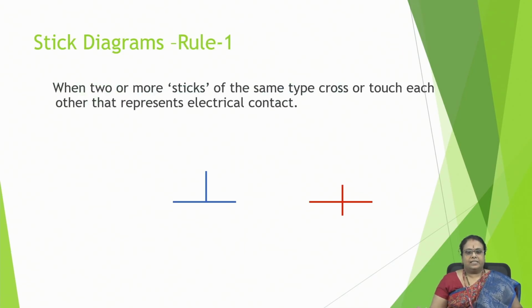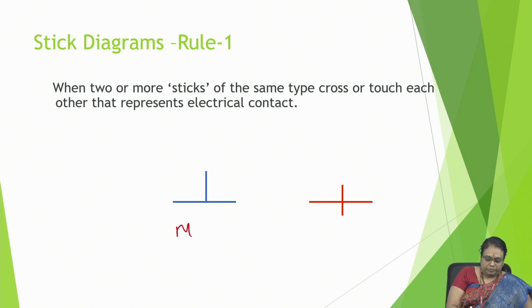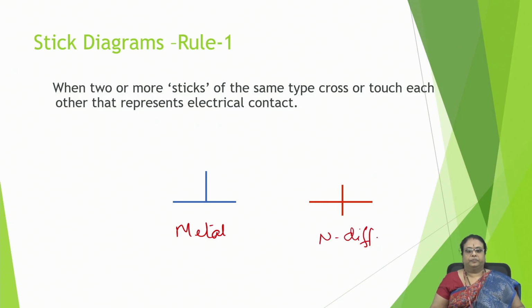Stick diagrams have certain rules which have to be followed. The first rule is given on the screen. When two or more sticks of the same type cross or touch each other, that represents an electrical contact. Here the metal is given. This is the metal, and this is N diffusion, as we have seen from the colors.